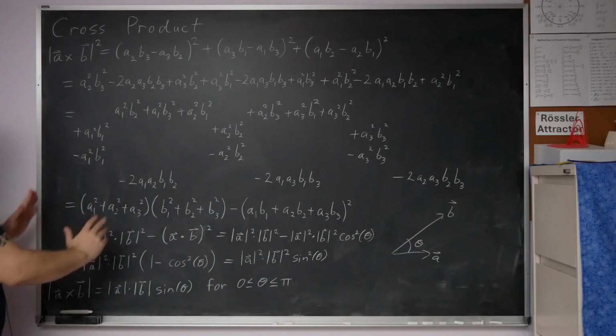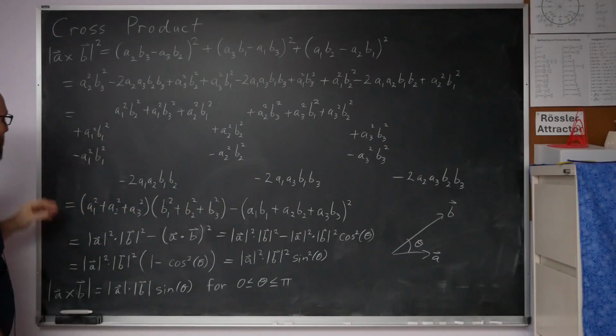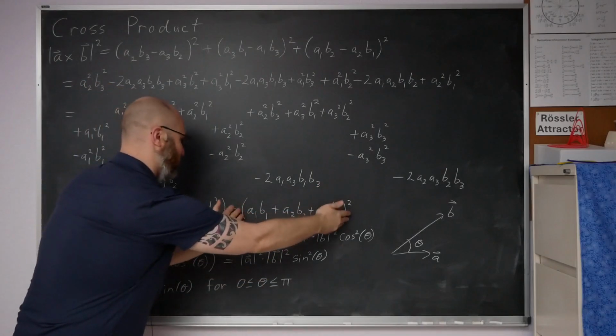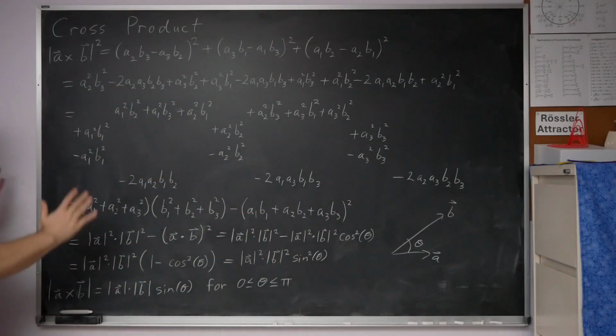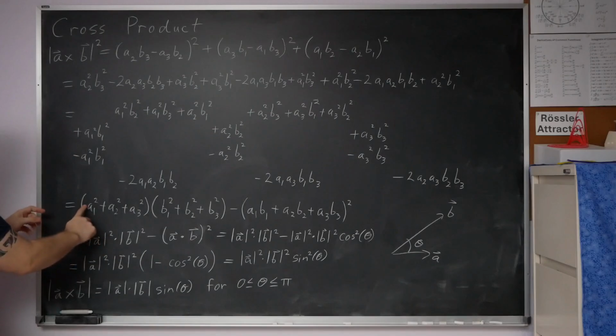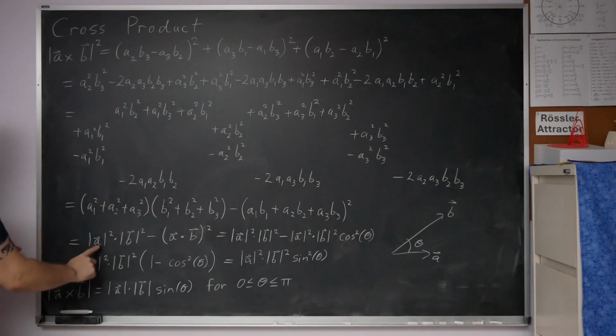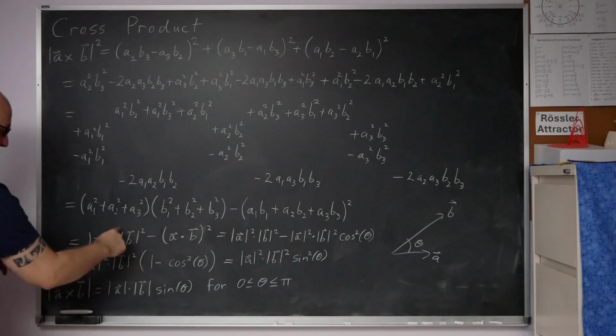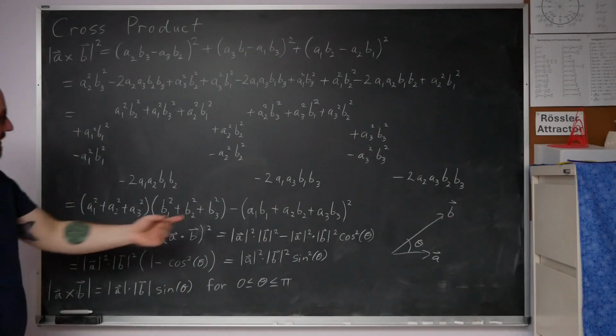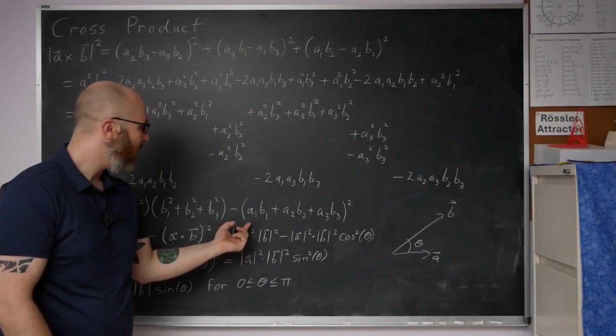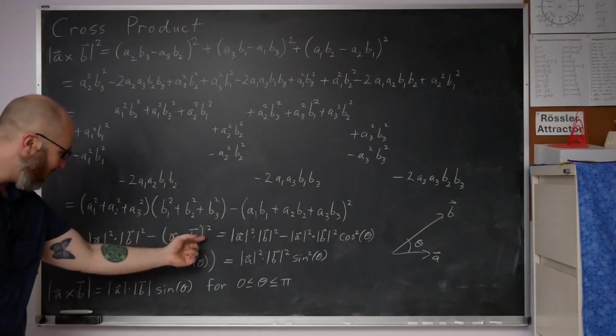And so, top two rows, we ended up with this. Bottom two rows, we ended up with this. Okay. Turns out, if you look, this is the magnitude of vector A squared times the magnitude of vector B squared. All right. This is the dot product squared.